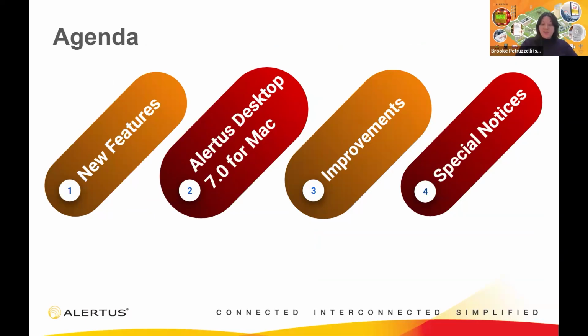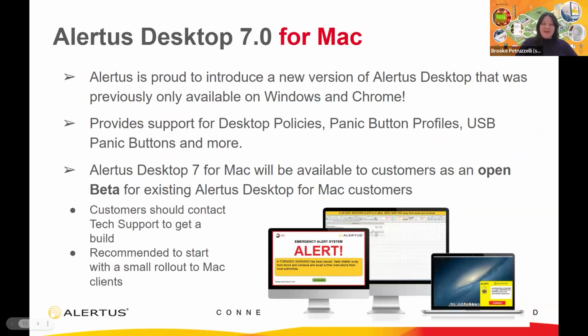So our next item on the agenda is Alertus Desktop 7 for Mac. We are very excited to announce the launch of Alertus Desktop 7 for Mac. This new version brings many of the robust features previously available only on Windows and Chrome clients to our Mac users. So key functionalities now supported on Mac include desktop policies, panic button profiles, and USB panic buttons. Alertus Desktop 7 for Mac will initially be available to existing Alertus Desktop for Mac customers as an open beta.